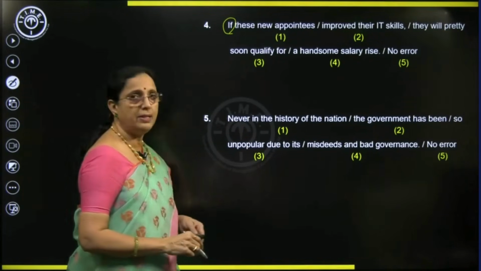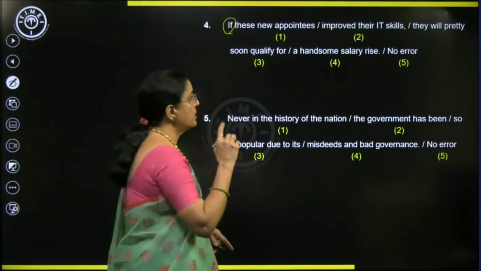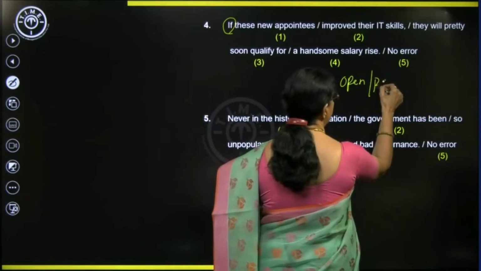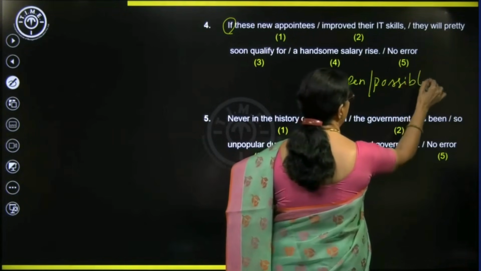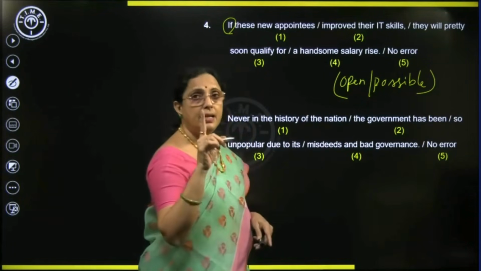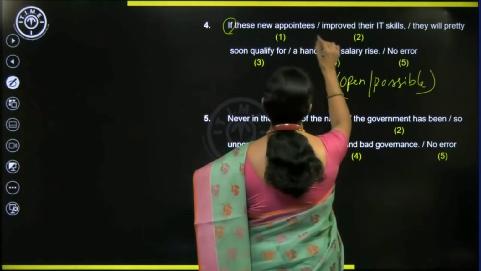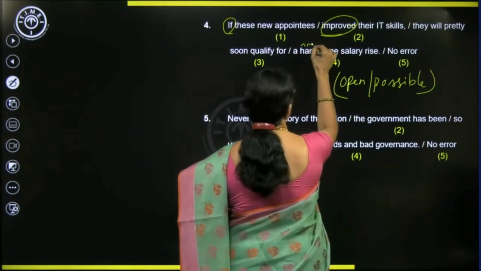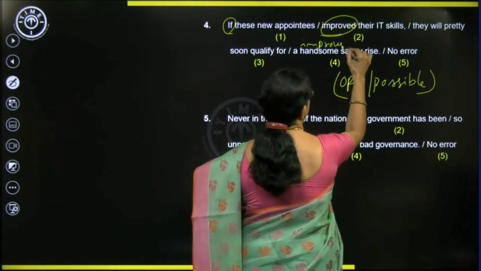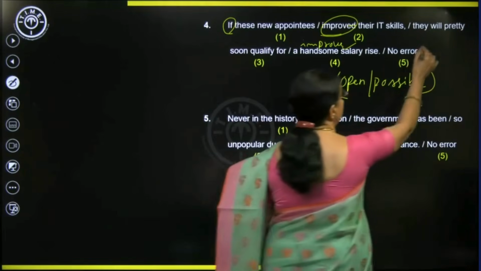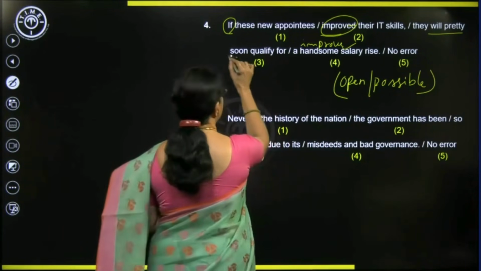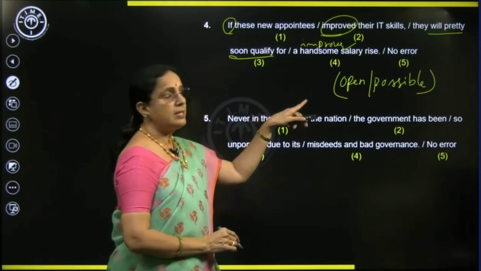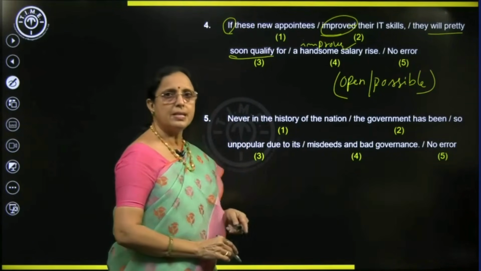Now, let's see what's the condition here. This is an open condition or possible condition, right? Alright. So, in open and possible conditions, you use present tense and will. So, if these new appointees improve, right? This is wrong. What's right? Improve. Present tense. Improve their IT skills. They will pretty soon qualify, right, they will qualify. Get it? If they improve their IT skills, they will qualify for a handsome salary rise.